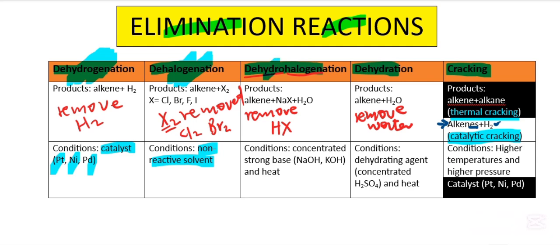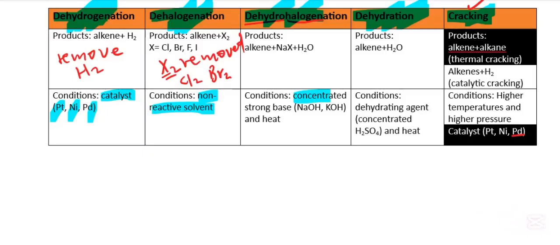Then the dehydrohalogenation we need a concentrated strong base and heat. Remember, we also have a diluted strong base, but for eliminations it is a concentrated strong base. So I made an example here of strong bases. Lithium hydroxide can also be there.